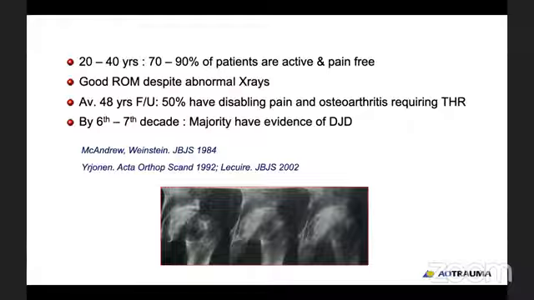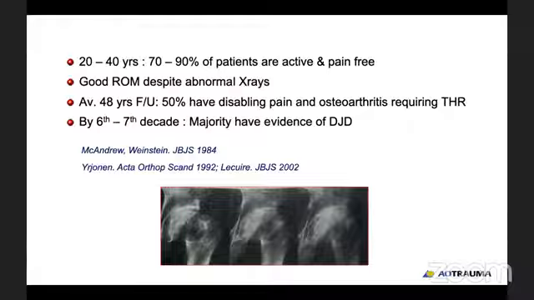Also, we know from some of these few natural history studies that despite very bad looking x-rays sometimes, these patients have good range of motion. And that's the clinical paradox. So it's important to understand that we should not be treating x-rays, but rather treat the physical findings or the clinical picture that the patient comes with. Because despite sometimes very bizarre looking x-rays and a very severe amount of damage, the clinical picture is not so bad.